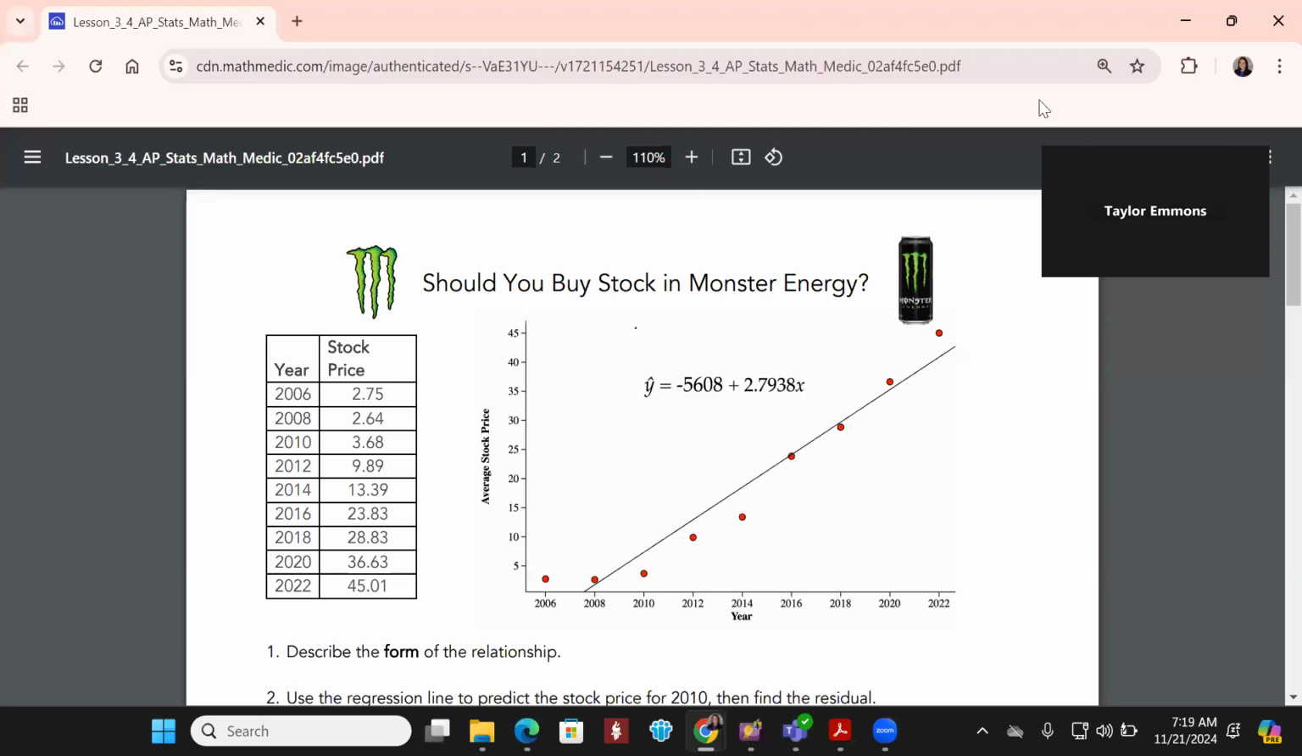Should you buy stock in Monster Energy? Don't know what stocks are? Okay, cool. So stock prices, look at this. We went from 275 to 4501 in the span of 2006 to 2022.